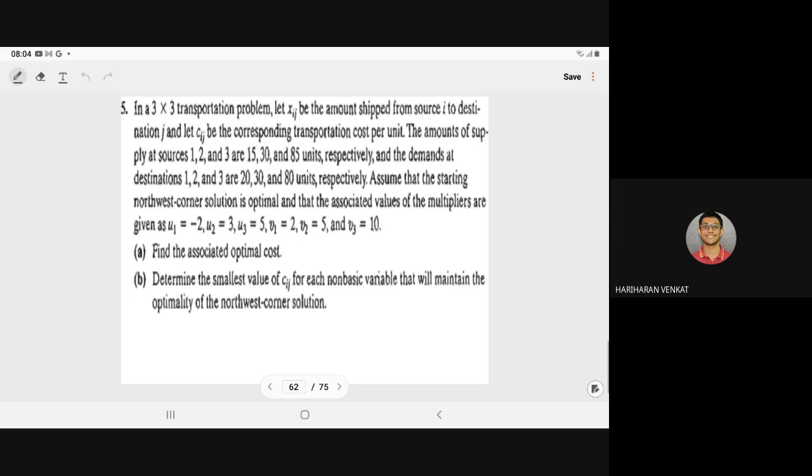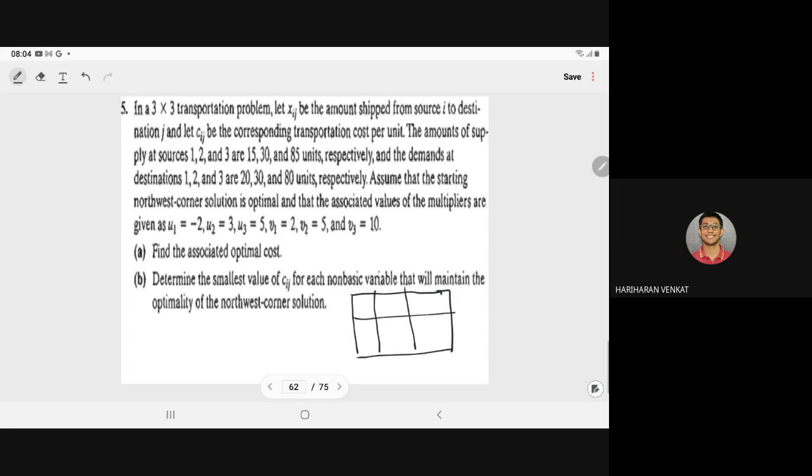Assume that the starting northwest corner solution is optimal and that the associated values of the multipliers are given as u1 is equal to minus 2 and so on. Find the associated optimal cost. So here we have the problem. It is given to you. We have the problem of 3 by 3, right?